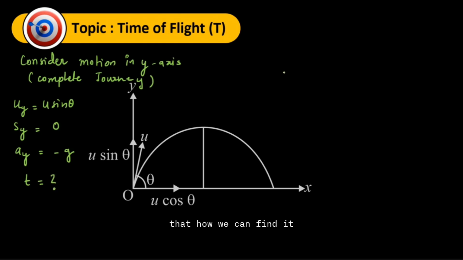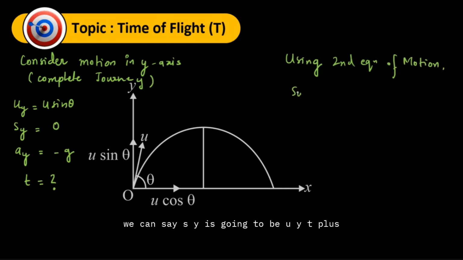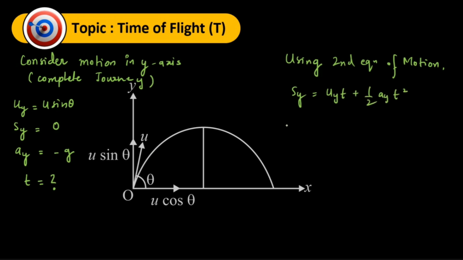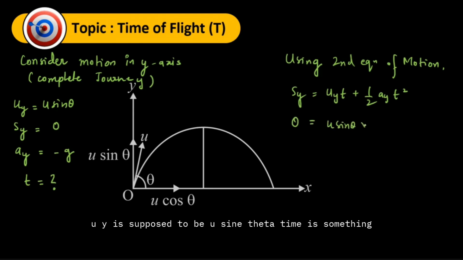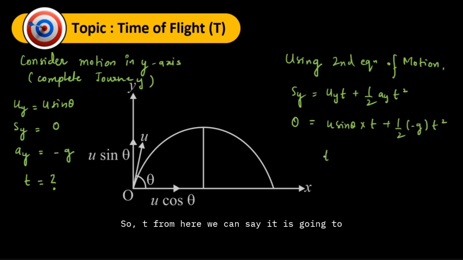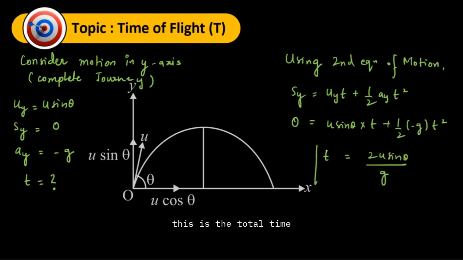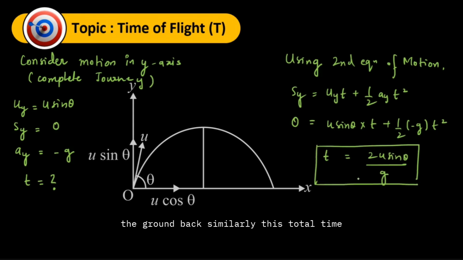Although we already talked about it, that how we can find it, but it's better to revise all those things. So we can use the second equation of motion to find out the equation of time of flight. So using second equation of motion, we can say Sy is going to be uyt plus half of ayt square. So Sy is going to be 0 for the complete journey. Uy is supposed to be u sine theta. Time is something that we have to find. Plus half of a, which is negative of g, into t square. So t from here we can say it is going to be 2u sine theta by g. So this is the total time which is taken by the projectile to reach the ground back.